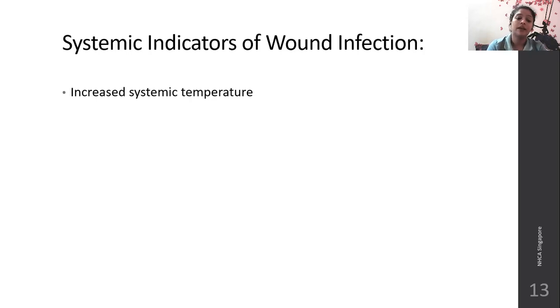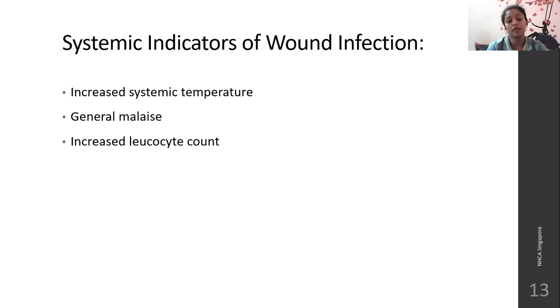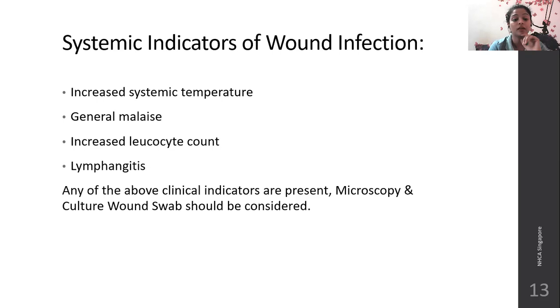Increased systemic temperature: overall the body temperature will rise. General malaise: the patient will feel very tired and fatigued. Increased leukocyte count: when blood is sent for examination, the WBC count will be high. Lymphangitis: the lymph nodes near the surgical wound or even away from it will be inflamed. If any of these clinical indicators are present, microscopy and culture of a wound swab should be considered.